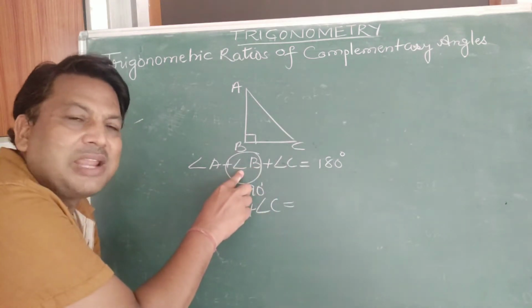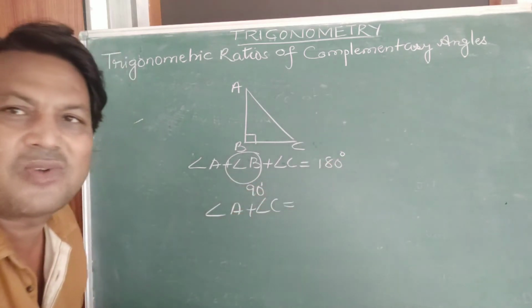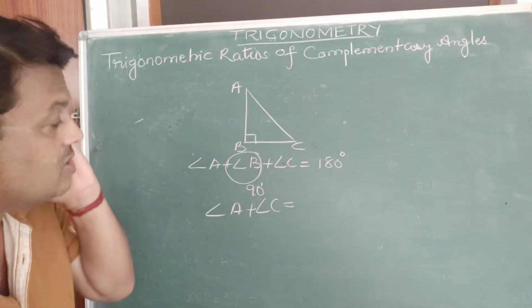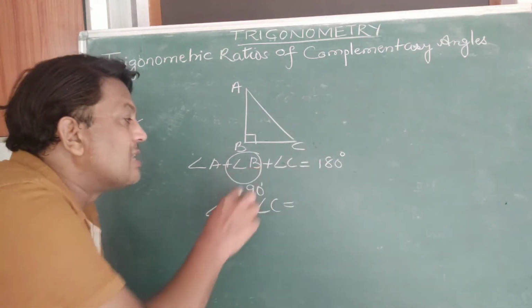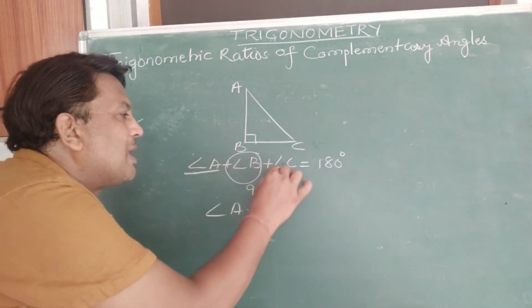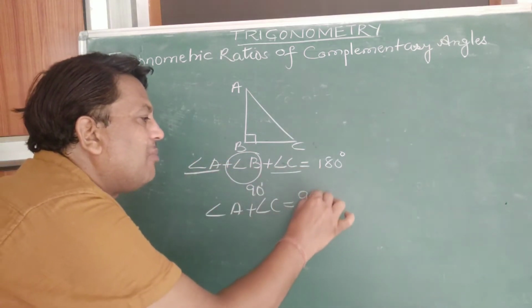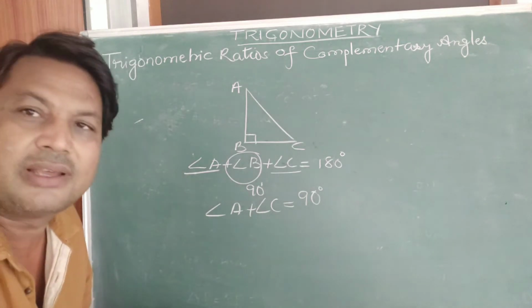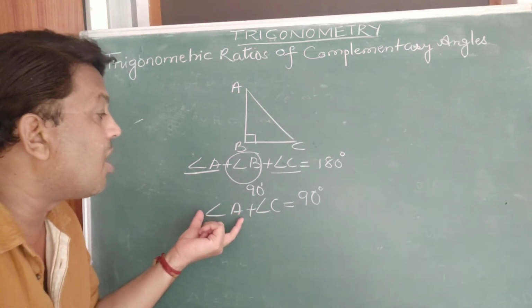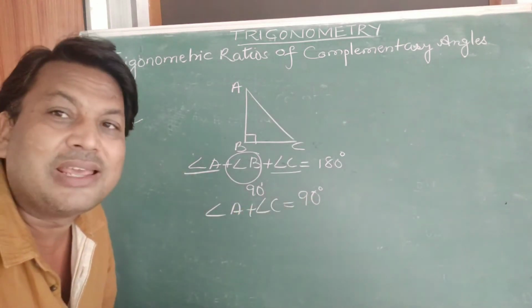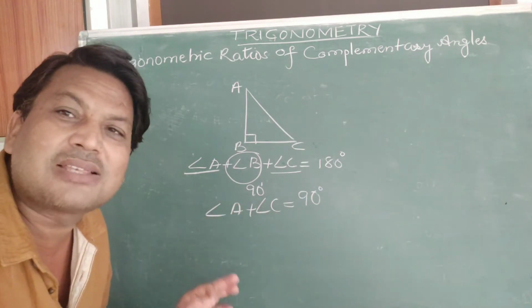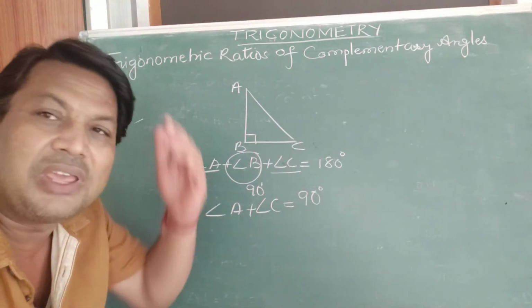So angle A plus angle C is 180 minus 90. Okay children. So angle B alone is 90, so angle A plus angle C collectively will be how much, children? 90 degree. It means the sum of these two angles is 90. So these two angles are called complementary angles of each other.